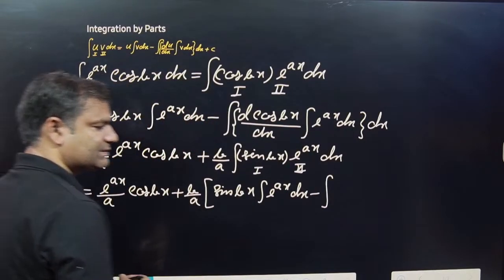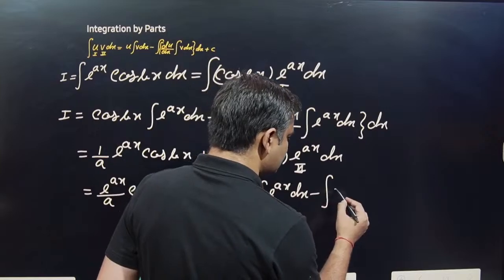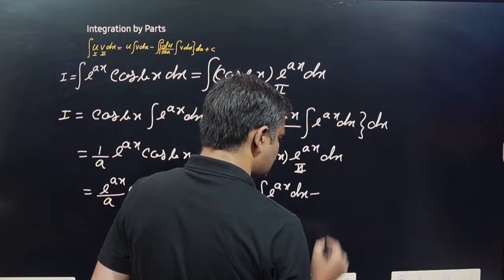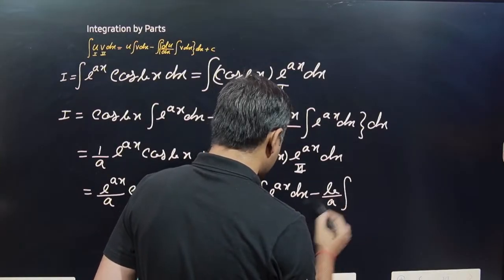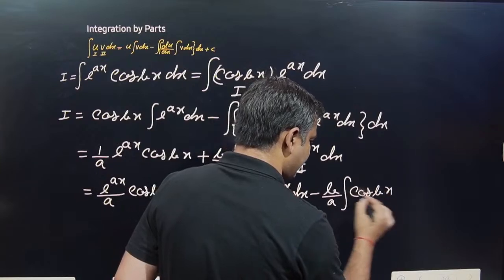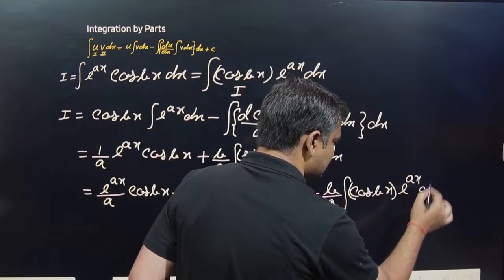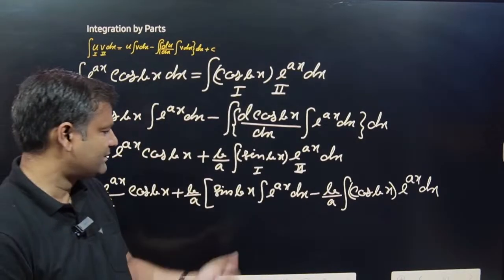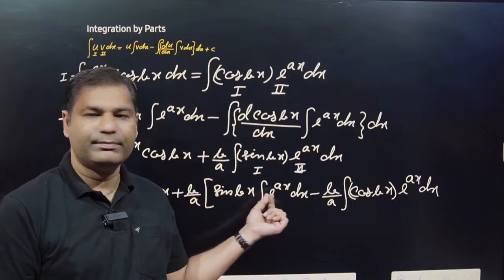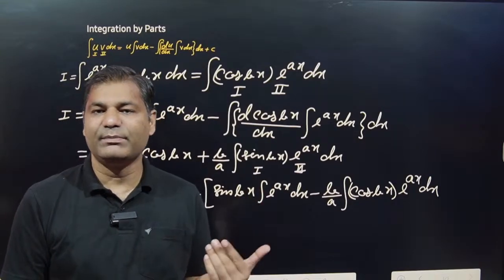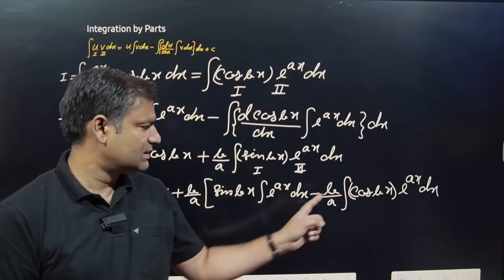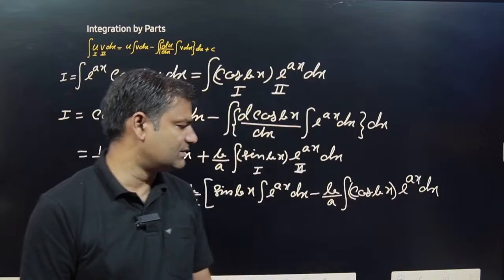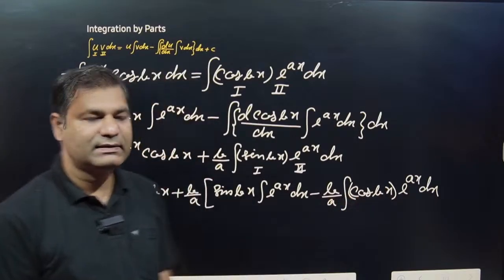Now, differentiation of sin bx is how much? Differentiation of sin bx is simply b cos bx. Here b divided by a into cos bx into e to power ax. So b cos bx and into integration of e to power ax, here simply e to power ax. What about that value I?